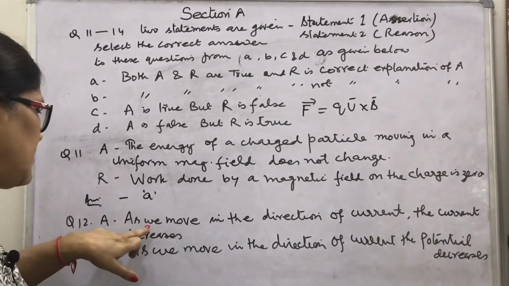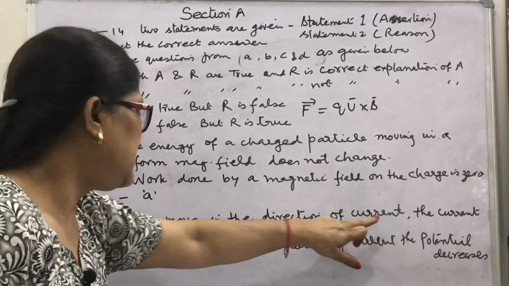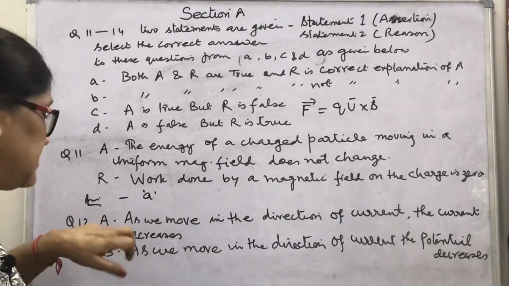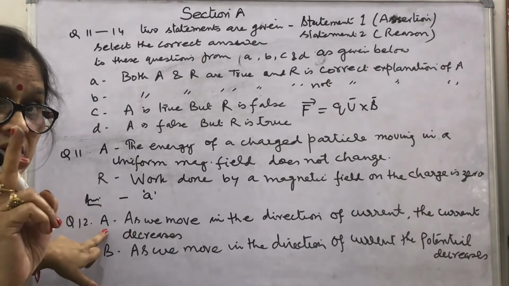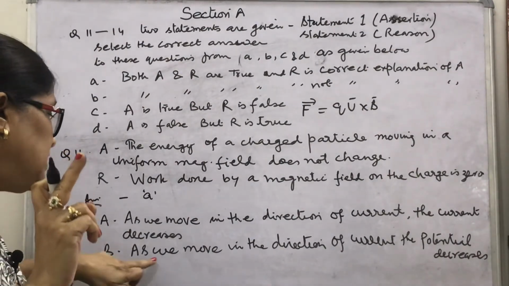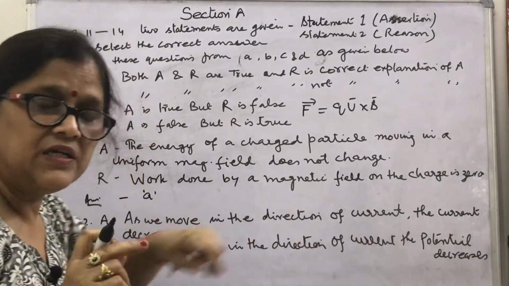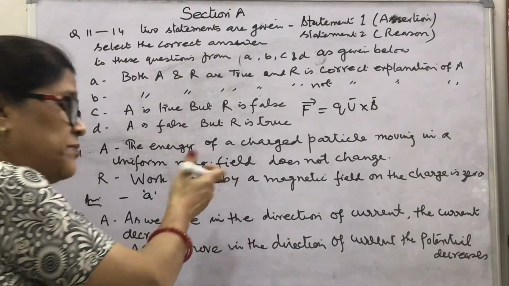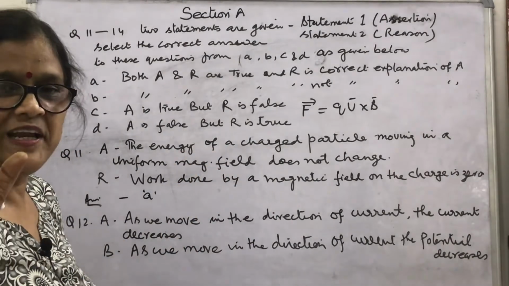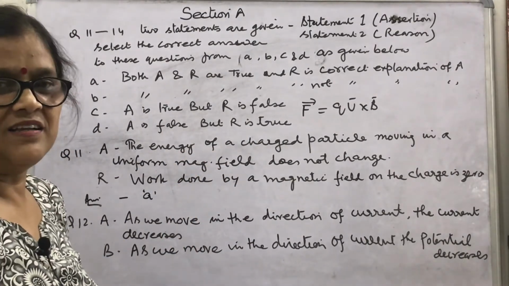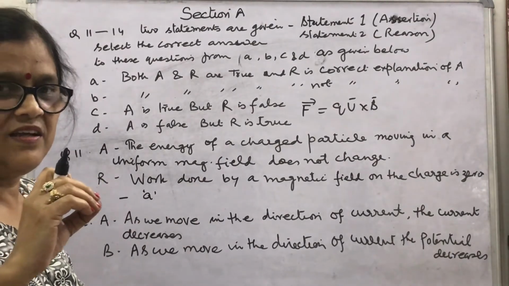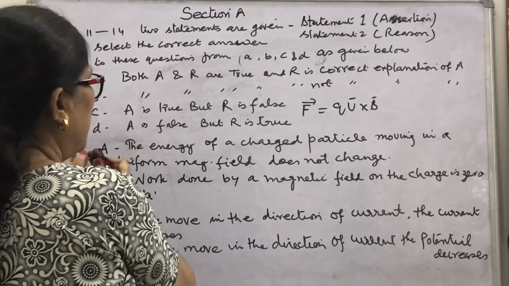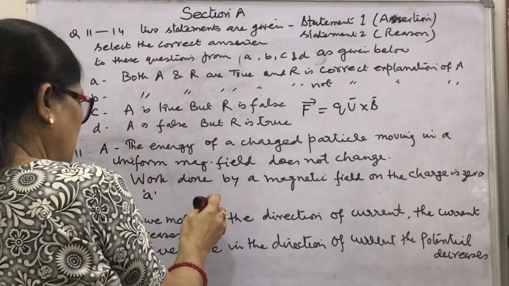12th question. As we move in the direction of current in the circuit, the current decreases. This is the assertion given in statement number 1. B. As we move in the direction of current, the potential decreases. Look how simple these two statements are, but you should know your understanding behind the current flowing in a circuit. This question is based on that fact. You know, any of the experiments you have done, Ohm's law or any wire in which the current is flowing.